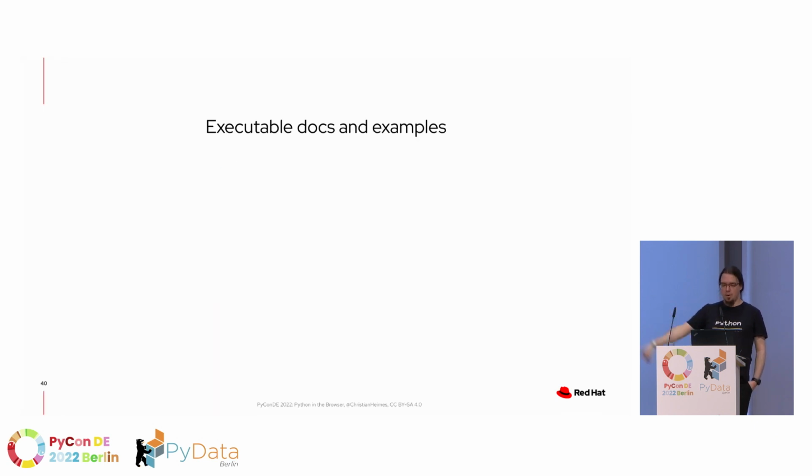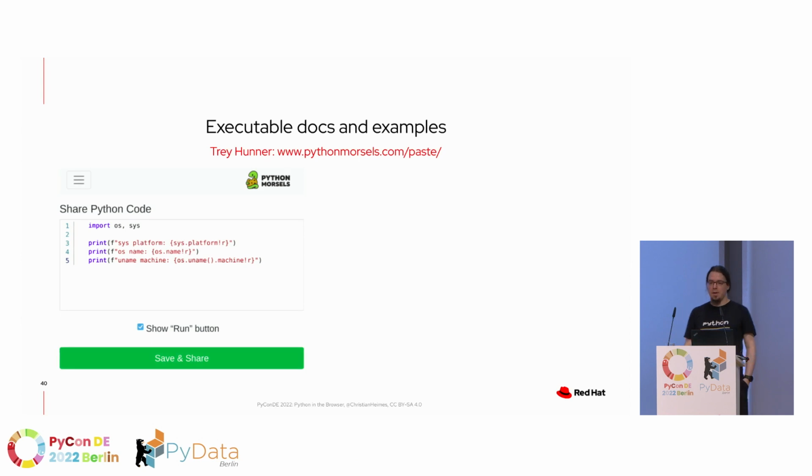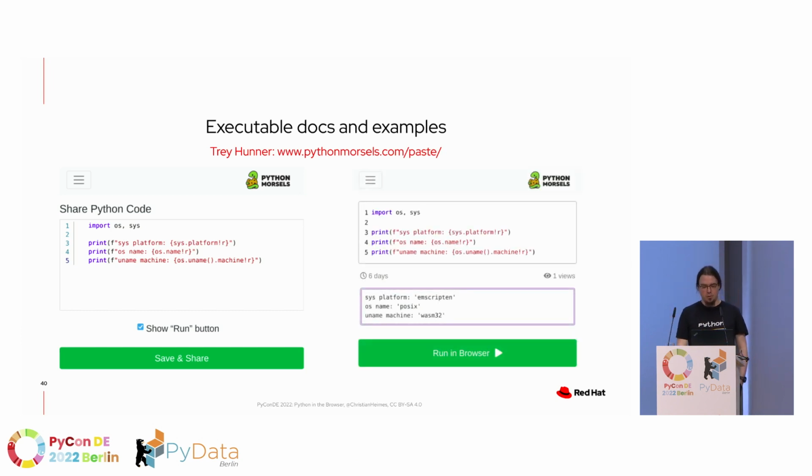You also can do something like executable documentation and executable examples. I'm not sure how many of you know Trey Hunner. He's an educator, a teacher, and has these Python Morsels. So he created a pastebin where you can paste Python code, click the Run Code button, share your code, and then people can actually look at your paste and run it in the browser and just execute your examples.